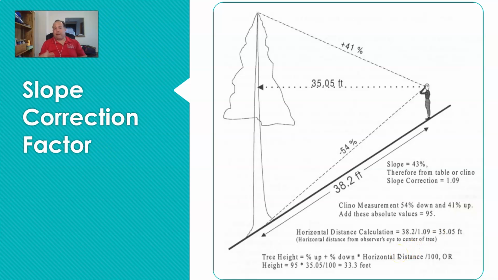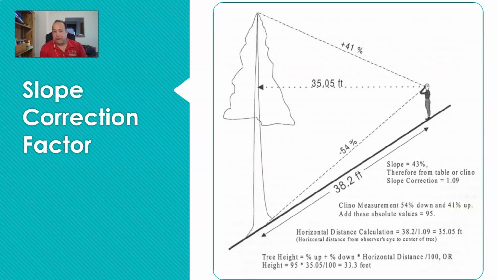So now if I put that into the formula, top minus bottom, which we got 95, times the actual distance, which after our slope correction is 35.05 feet, divided by 100, because we're using the percent scale, because we see that it says percentage right there. So that would give us that this tree here is 33.3 feet tall.